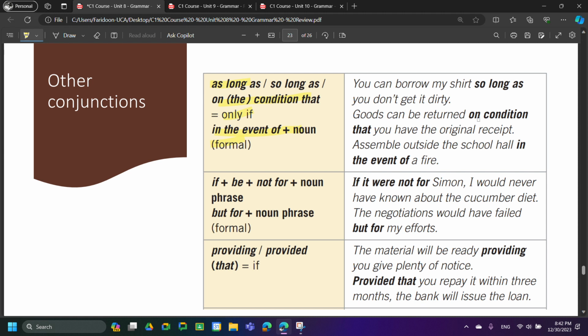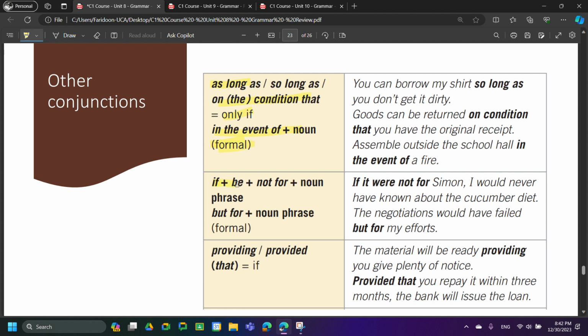Goods can be returned on condition that, or on the condition that you have the original receipt. Okay. And the last one, which is a very formal way of talking about an if clause in a way, assemble outside the school hall in the event of a fire, means that if there was a fire, please assemble outside the school hall. And another structure we have is using if, but not just alone.